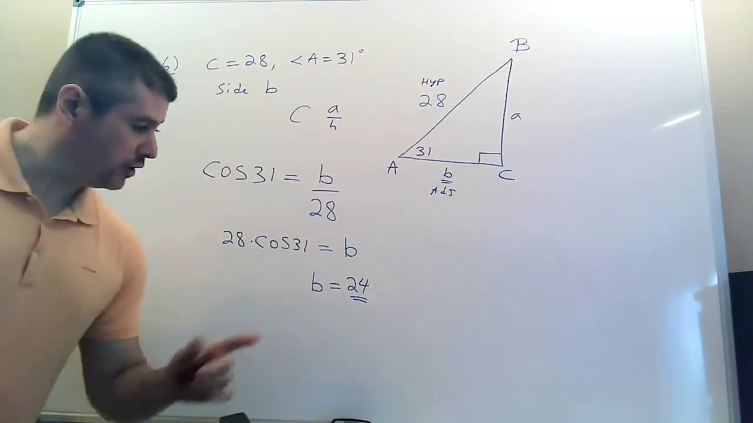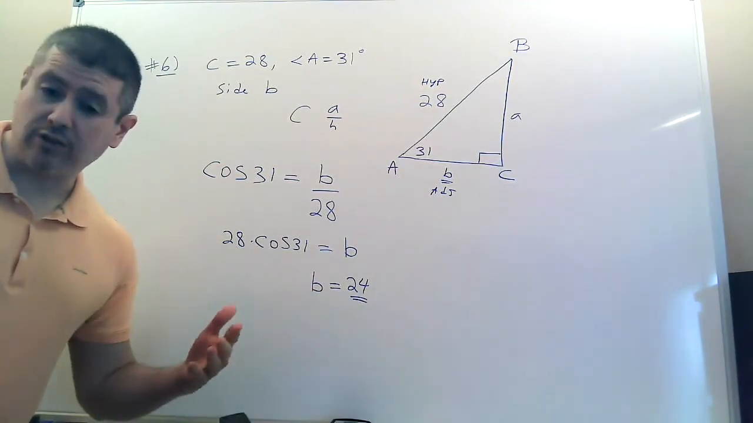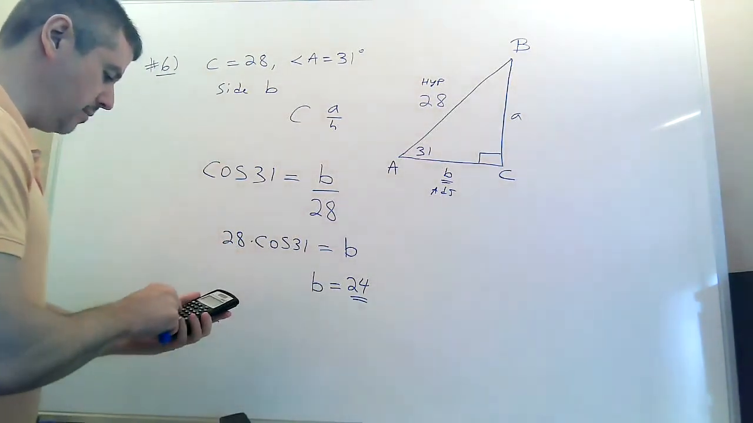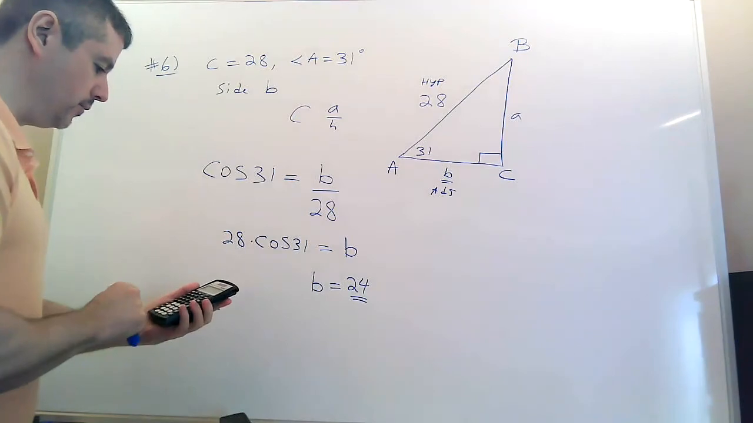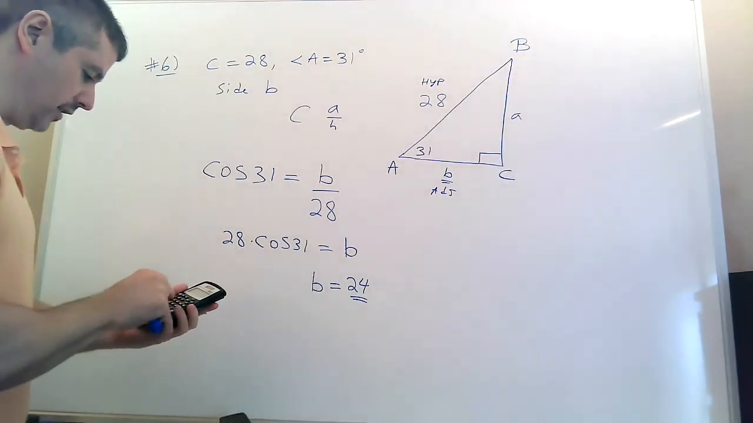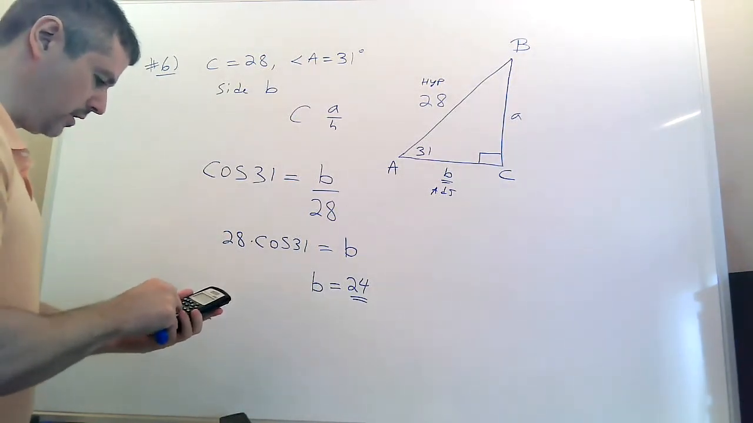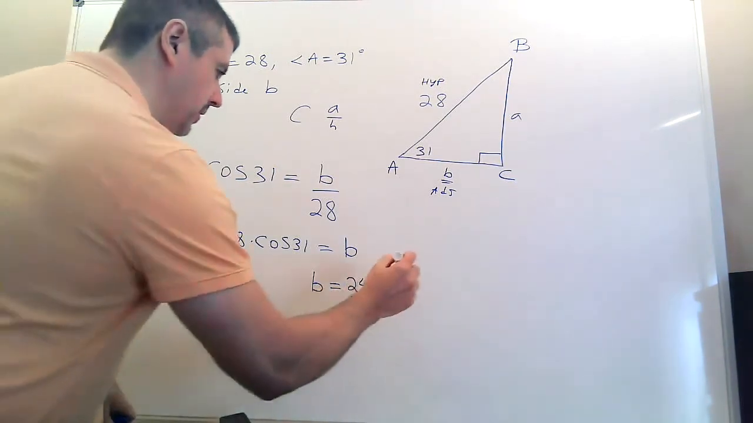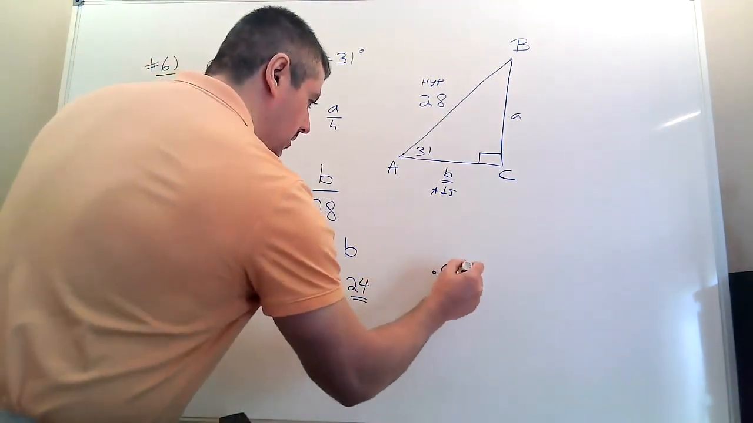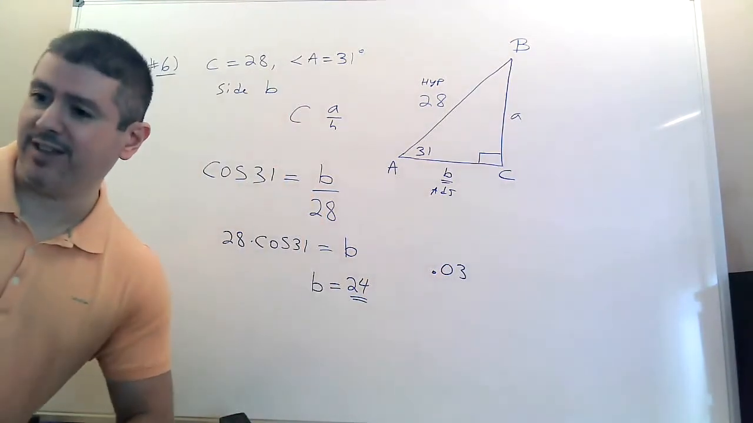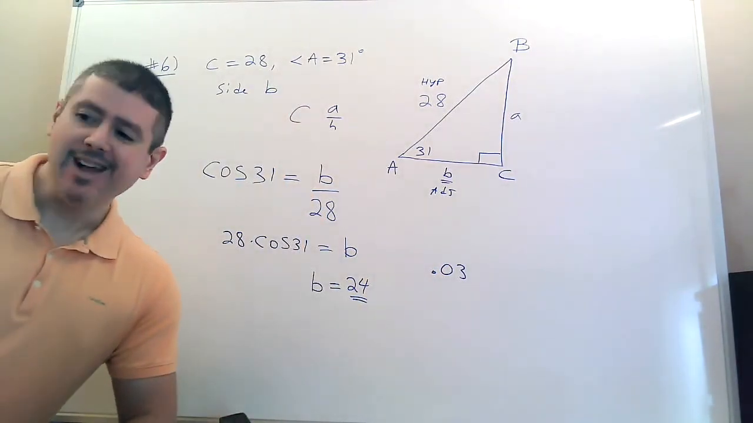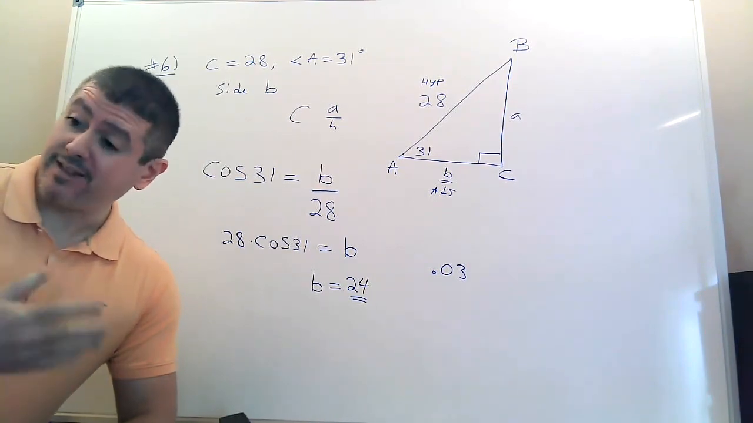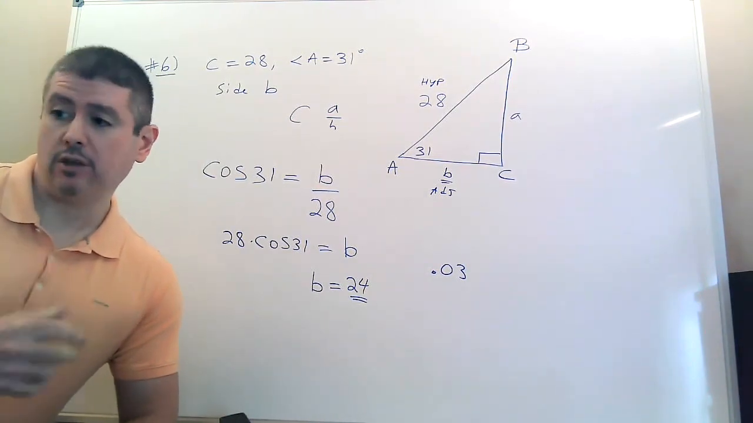So again, just ask yourself real quick if the answer you get makes sense, because some of you did weird things, like you did 28 divided by cosine 31, or you did cosine 31 divided by 28. That's what I saw a lot. I saw cosine 31 divided by 28. I saw people actually give me this answer. And you think that side is 0.03? It just doesn't make sense, right? You always ask yourself, does the answer that I got make sense? And I got 24. It does make sense.